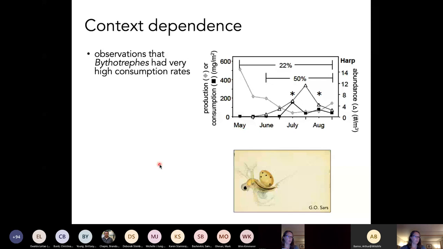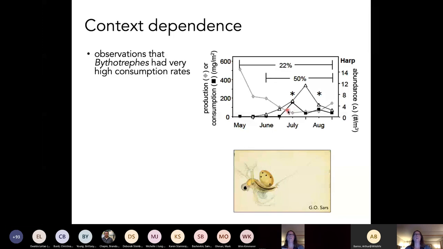So I want to wrap up by talking about context dependence. We had observed in our work that Bythotrephes has very high consumption rates, and others had noted this before as well. This graph is a little bit noisy, but I'll walk you through it. The gray diamonds are the zooplankton production. The black squares are the Bythotrephes consumption. And we see that on these dates with the asterisks, Bythotrephes consumption is exceeding zooplankton production, often by a fair amount.